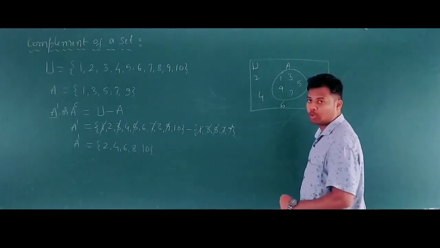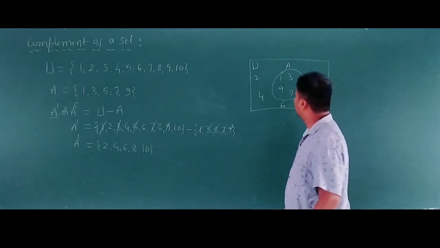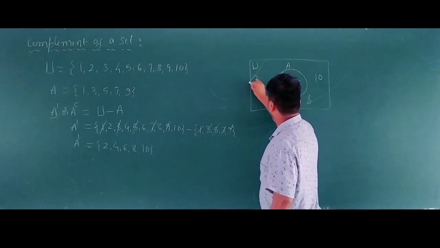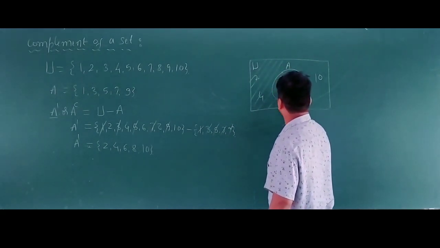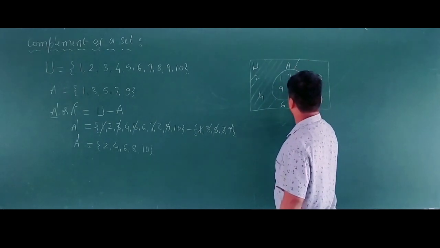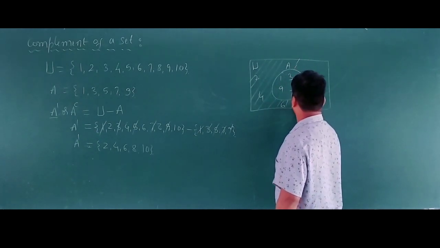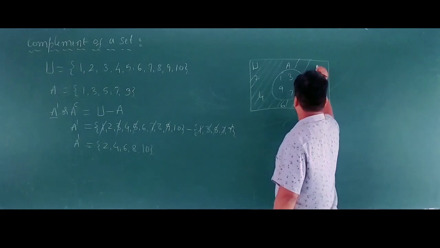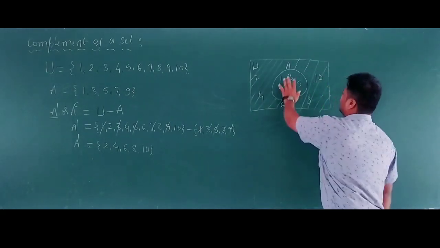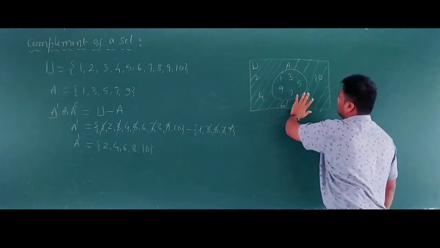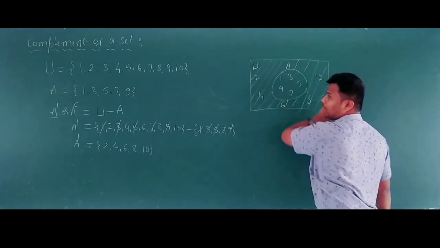So what is A complement? This can be represented in the Venn diagram as this region. This region is called A dash. This is this region, not this region. Except the elements of A.